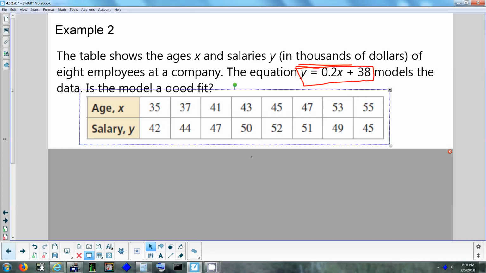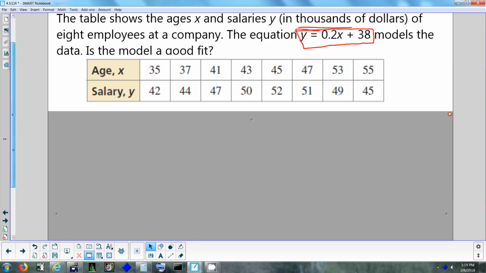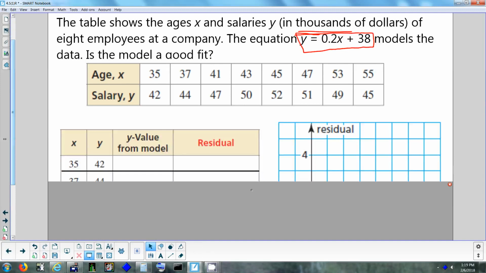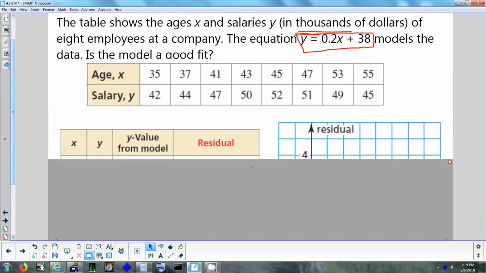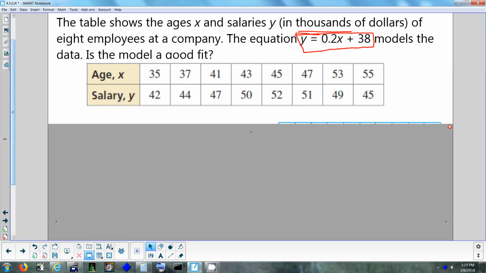So a lot of times in these problems, they're going to do that. We're always going to give you the model, and chances are on the chart, those first 2 columns, the x and y, I know for your chart, the x and y rows are always filled in. It's going to be up to you to fill in the y value from the model and the residual on your own. Okay, so how many columns do we have to fill in on this table we've been making?